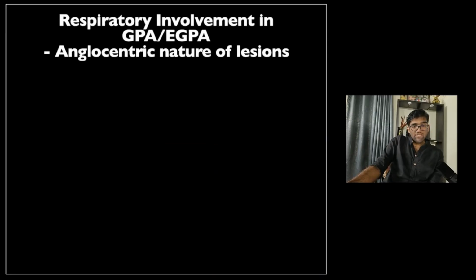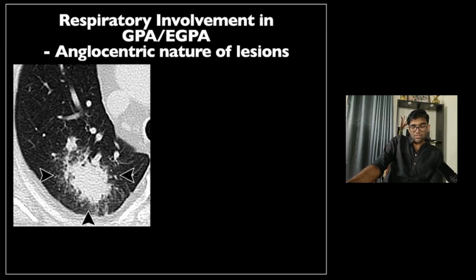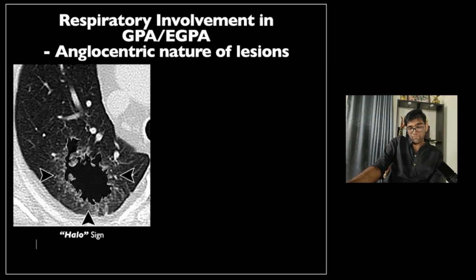Now, respiratory involvement in GPA because of the presence of vasculitis shows a prominent angiocentric nature of lesions. This is typified by this particular example in which we find a quote unquote halo around an area of consolidation. So I have shaded out the consolidation so that the halo surrounding it becomes more prominent. This halo is basically a ground glass opacity, and these lesions are located in the right upper lobe.